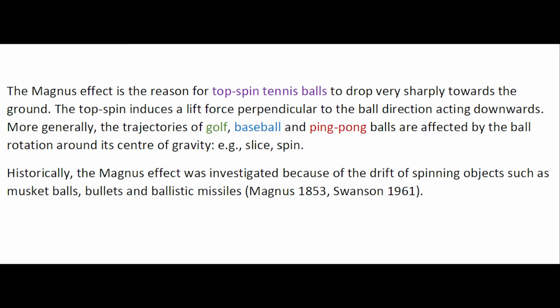The Magnus effect is the reason that topspin tennis balls drop very sharply towards the ground. The topspin induces a lift force perpendicular to the ball direction, acting downward. More generally, the trajectory of golf, baseball, and ping-pong balls are affected by the ball rotation around its center of gravity: slice, or spin. Historically, the Magnus effect was investigated because of the drift of spinning objects such as musket balls, bullets, and ballistic missiles.